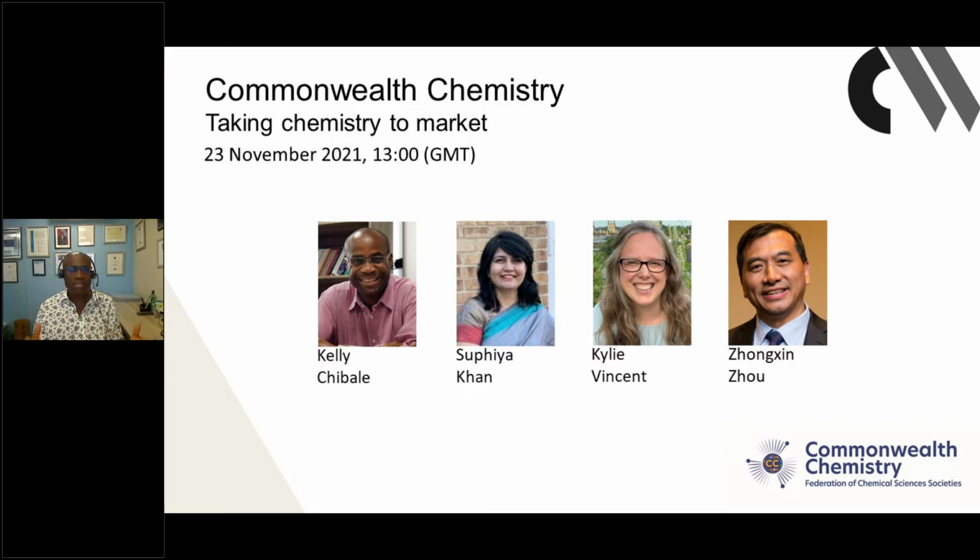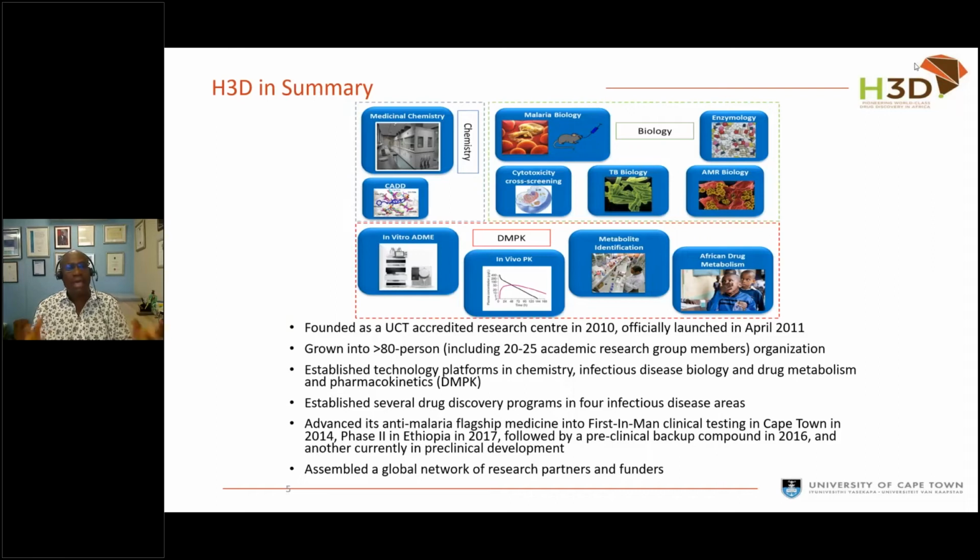The second point is, in my very last point on the slide I showed you to introduce H3D in a very summarized way, I made reference to the global network of partners and funders that we've assembled over the last 10 years or so. So in other words, how do you do this? How do you build a network of research partners and funders?